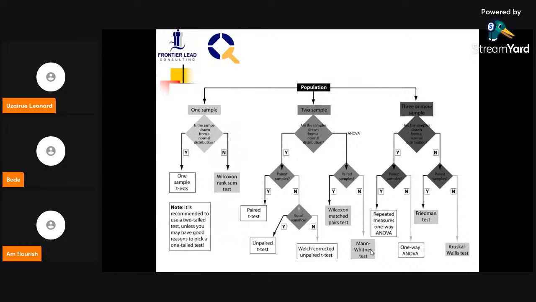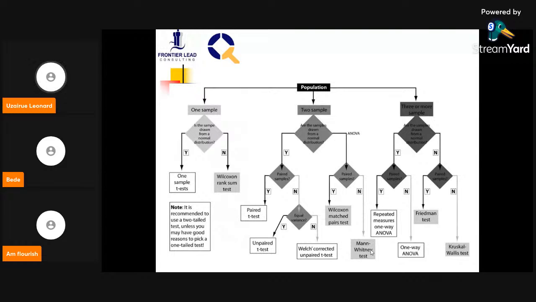Now, the next thing you also want to ask yourself is, we already said if they are two samples and normally distributed, you use paired or unpaired t-test. Then if they are not normally distributed, we use what we refer to as the Wilcoxon matched pair test if they are paired. If they are not paired, then we use what we call the Mann-Whitney test.